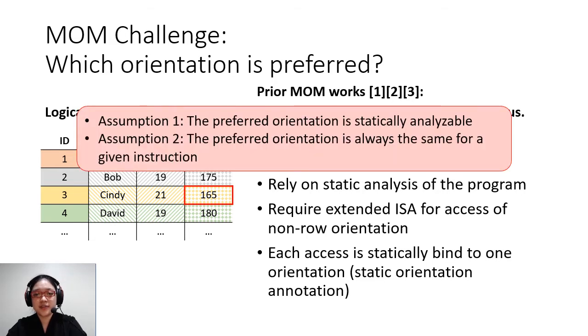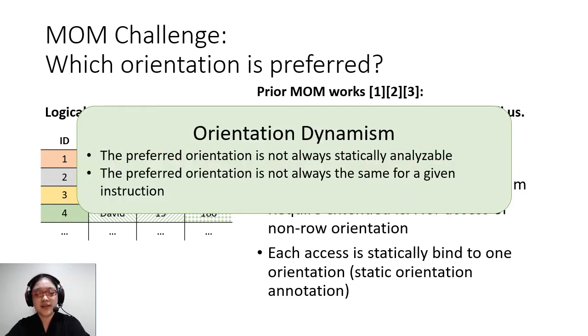However, this only works if two assumptions are true. First, static analysis only works if the preferred orientation is statically analyzable. Second, the static orientation annotation only makes sense if the preferred orientation is always the same for a given instruction. But no, neither of these assumptions is true. This is what we call orientation dynamism. The preferred orientation is not always statically analyzable, nor is it always the same for a given instruction.